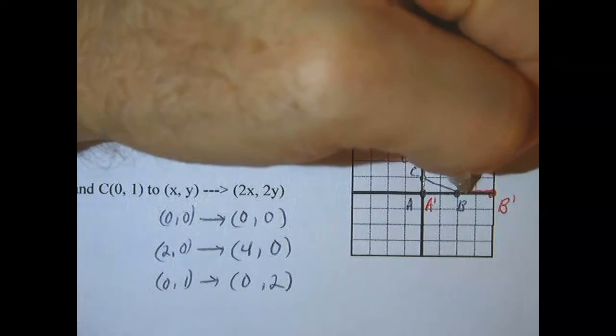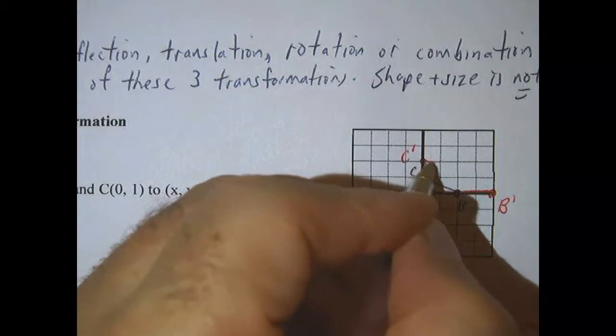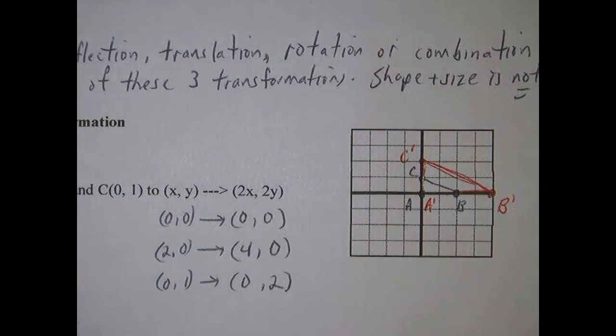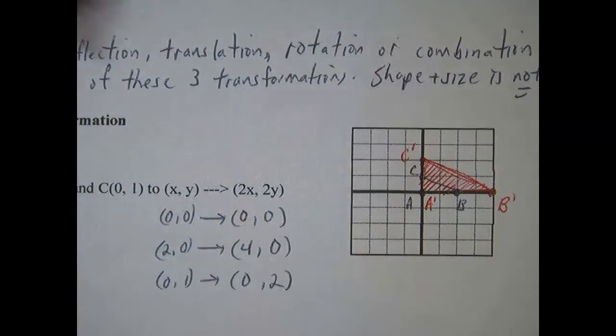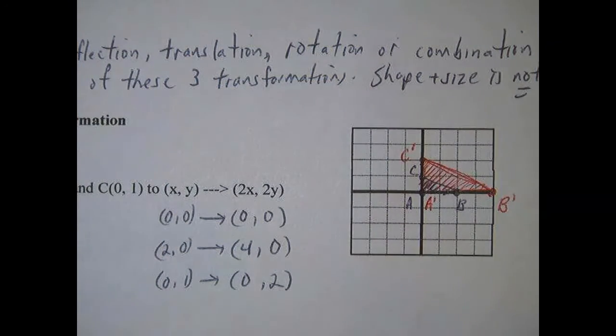All right, so let's plot this new triangle, and you can see what's happening here. This new triangle does stay the same shape, but it got bigger. In fact, it got twice as big. That's the dilation. So our new triangle, which I'm just going to shade in red, the new triangle is twice as big as the original little triangle in here. Okay, and that's the dilation.